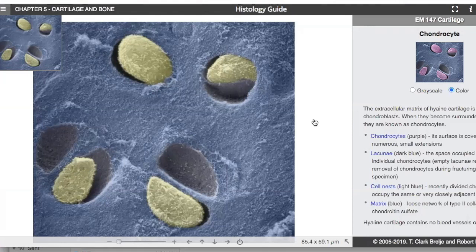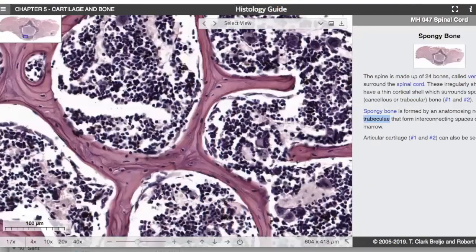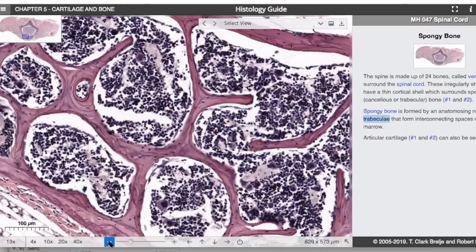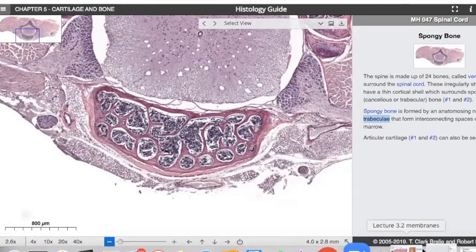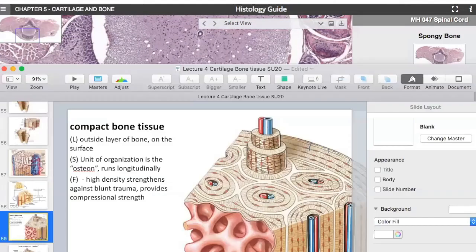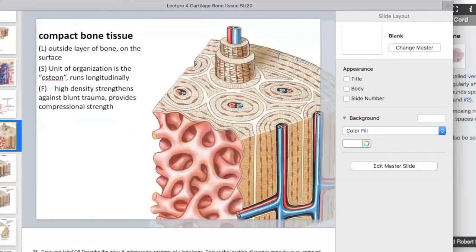All right, so for our bone stuff, as you can see on the chat slide, there are 3 slides that I'm going to have you look at. One of them is spongy bone, a sample of spongy bone. And let me go to my lecture slides for a second.